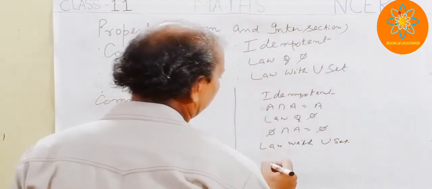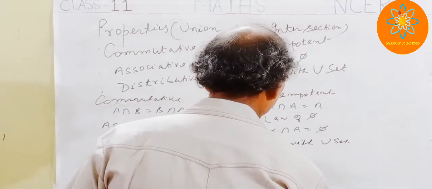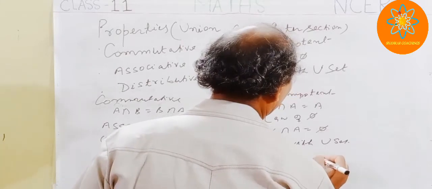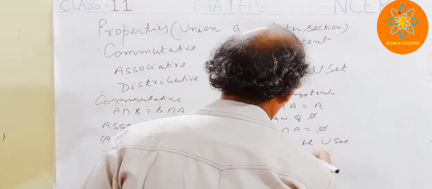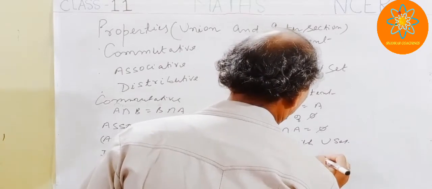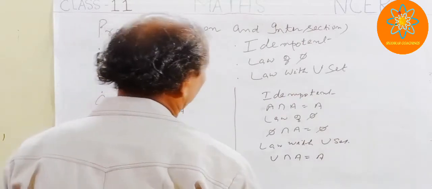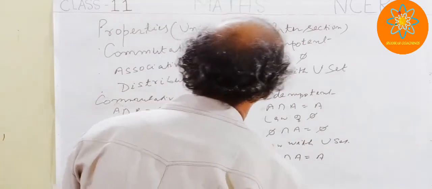Let's suppose I have universal set U. I want the intersection with A. So this is equal to how much? This is equal to A. So these are the properties all together with the union and intersection.